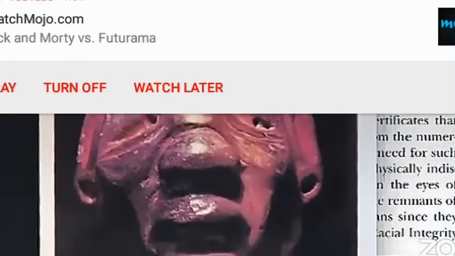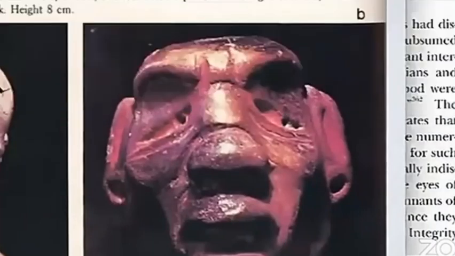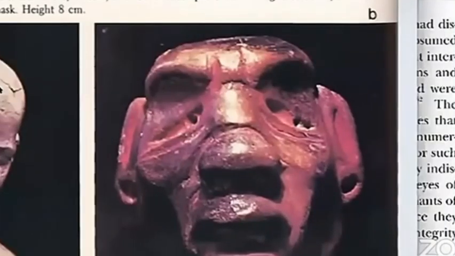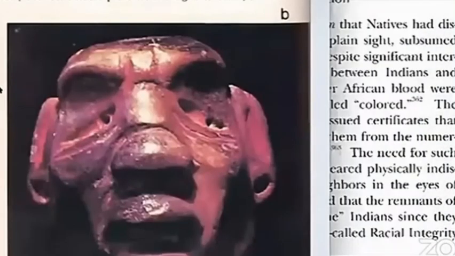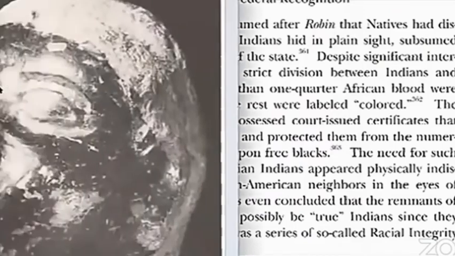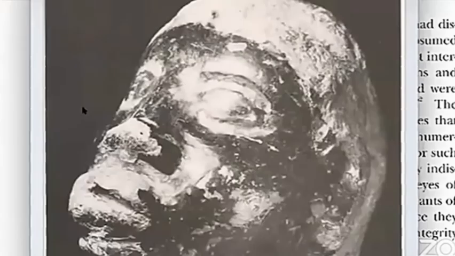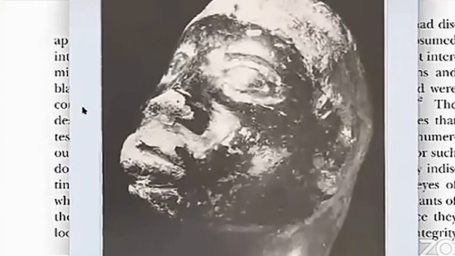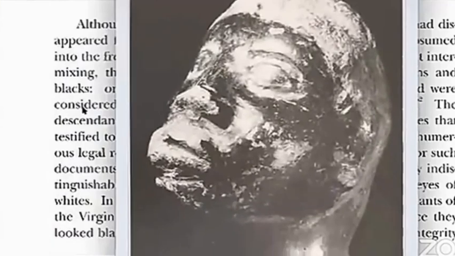Again, eugenicists concluded that the remnants of the Virginian tribes could not possibly be true Indians. They looked black. They aren't black, they looked black. There's no such thing as a crayon color. You don't look black, you can't look black. They're saying that you were dark-skinned, that you look like a Negro, that these Indians can't be true Indians because they look like Negroes.